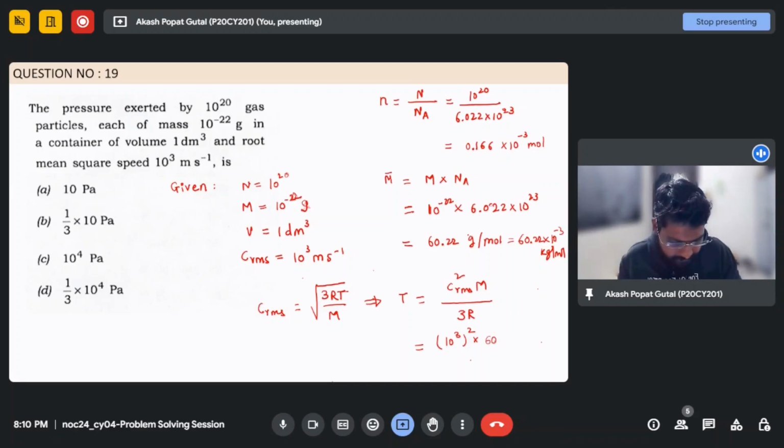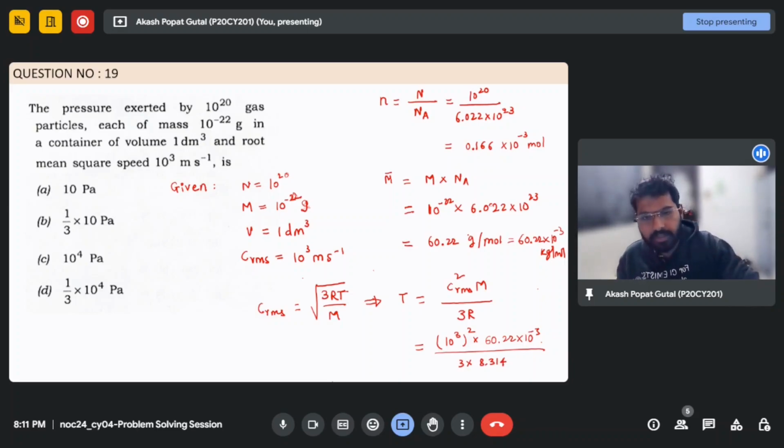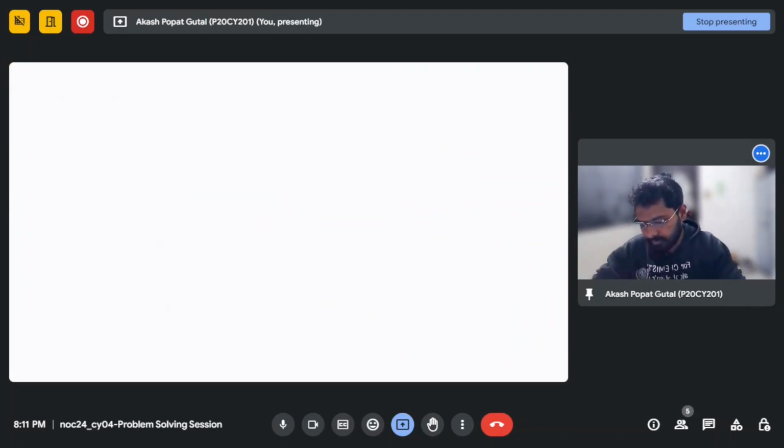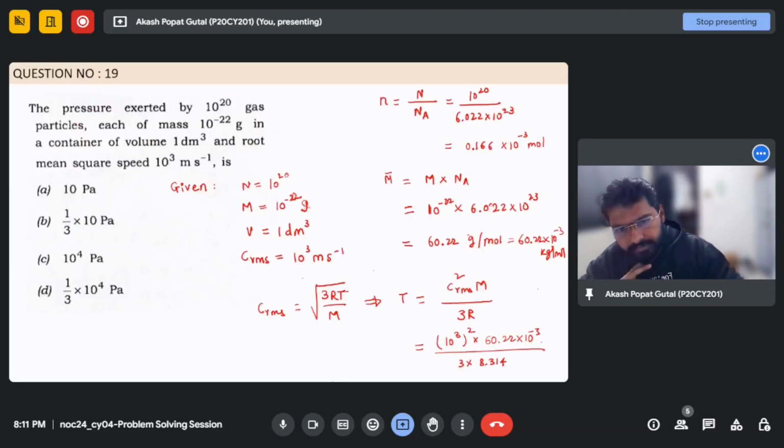So 60.22 into 10 raised to 3 minus 3 divided by 3 into 8.314. So that will give you, if you can calculate, the 10 raised to 3 will get cancelled, and you will find. Can you calculate?